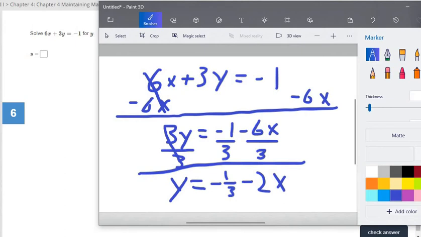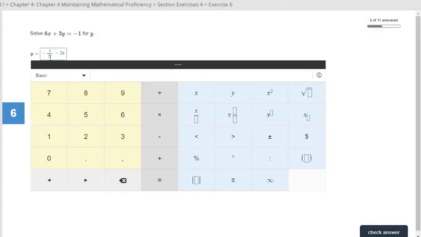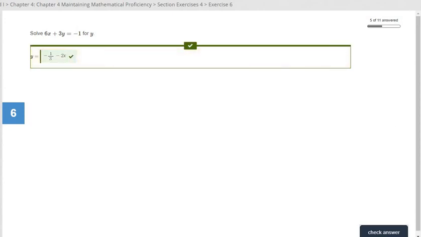Let's get it typed up over on the side. So the answer was negative 1/3 minus 2x. If you were to write negative 2x minus 1/3, that is the same, and it would have also marked that correct.